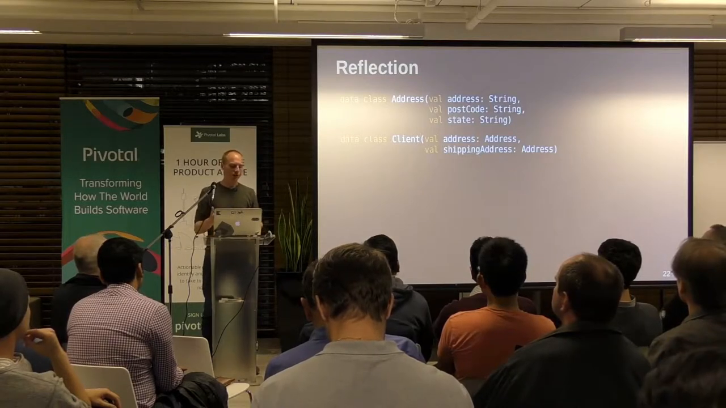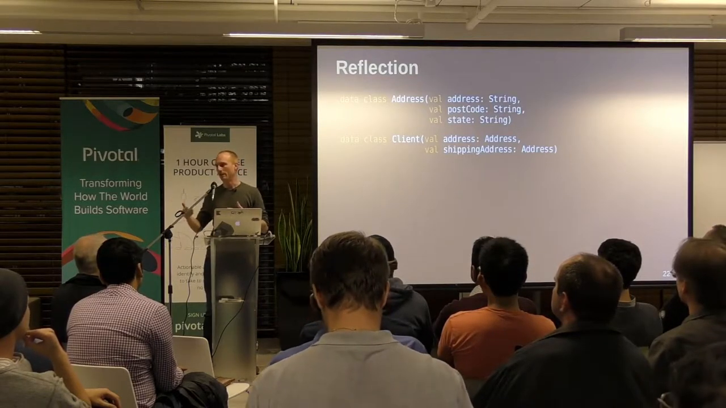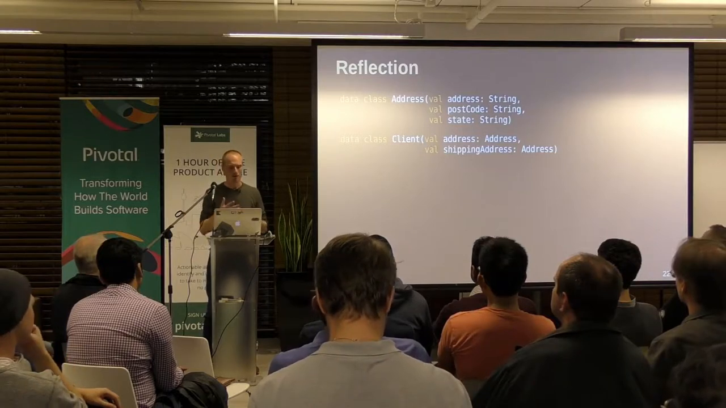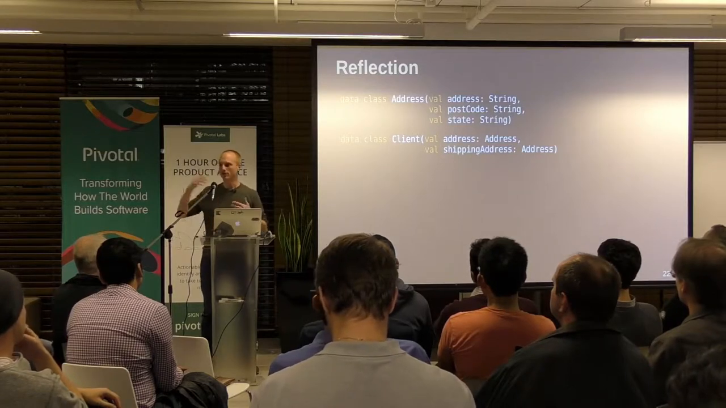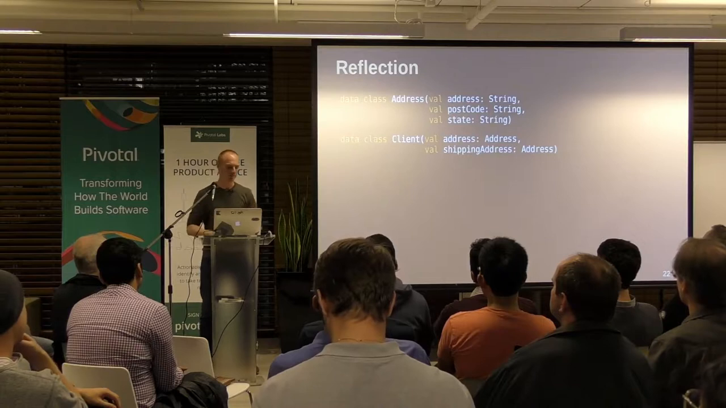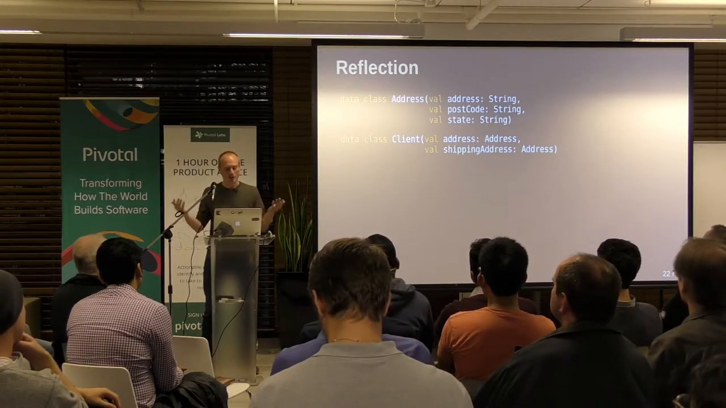We want to create a screen where we just edit the address and then set it on the place where we want it. And typically what you would do in Java is you create the screen and then you pass in an enum saying, oh, is this the shipping address or is it the client, the normal address? But then you have to create this enum.